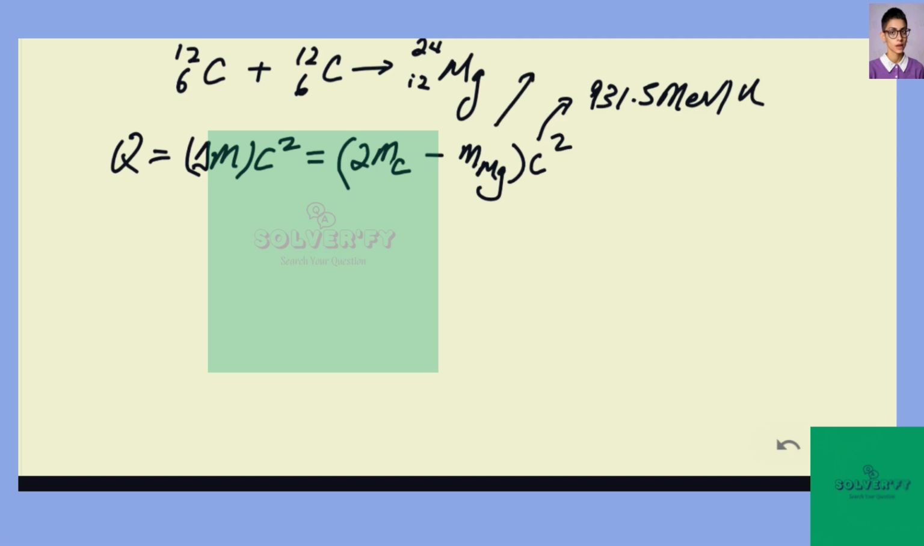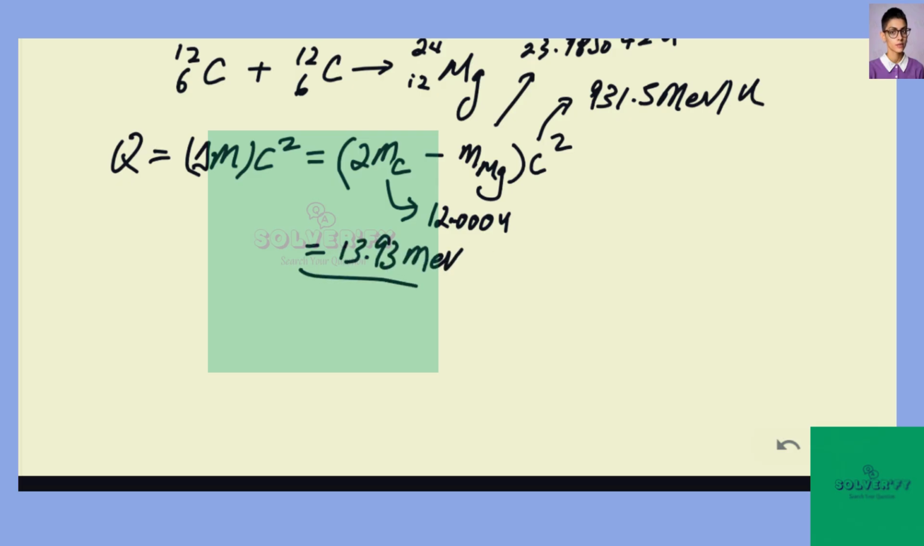The mass of the magnesium nuclide is 23.985 and the mass of the carbon nuclide is 12. From this, we should get a value of 13.93 MeV. So this is the energy that's released.